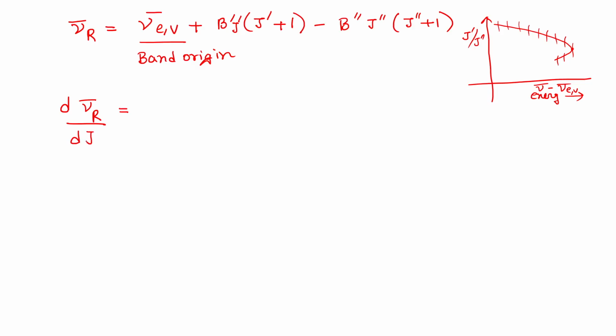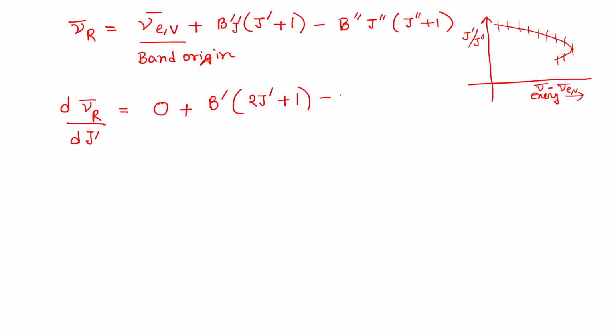Anyway, yes. So your dν by dJ', suppose, J prime maybe. Let us take one. So this is your constant, band origin, so it is going to be 0. And then what else are you going to get? B dash J dash square to J dash, right? From here, plus 1. Plus 1, will it be there? Yes, plus 1.